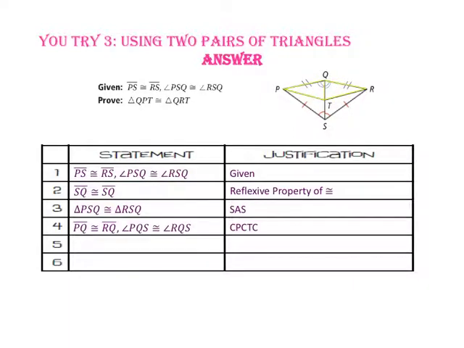By the reflexive property of congruence, we know that segment QT is congruent to segment QT. So by side angle side, we know that triangle QPT is congruent to triangle QRT.